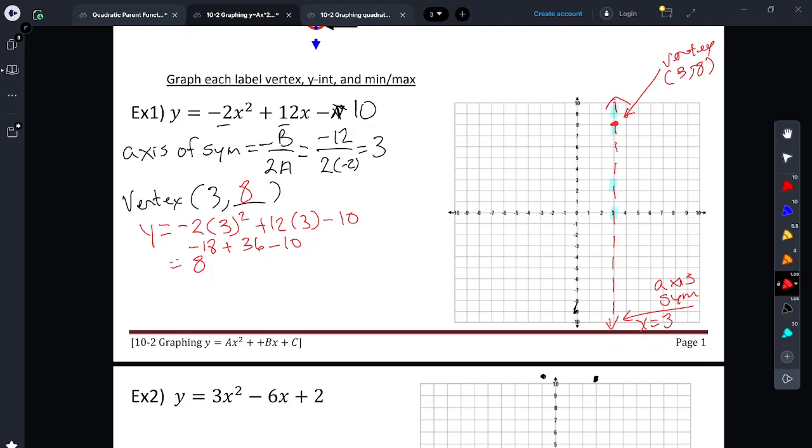And then my other question, is it the minimum or the maximum of the graph? How do I know it's a maximum? Because this is negative. It's going to be a sad face, not a smiley face, which means it'll be the top of the graph, right? So it's doing something like this. All right, so that's a maximum. So write maximum.